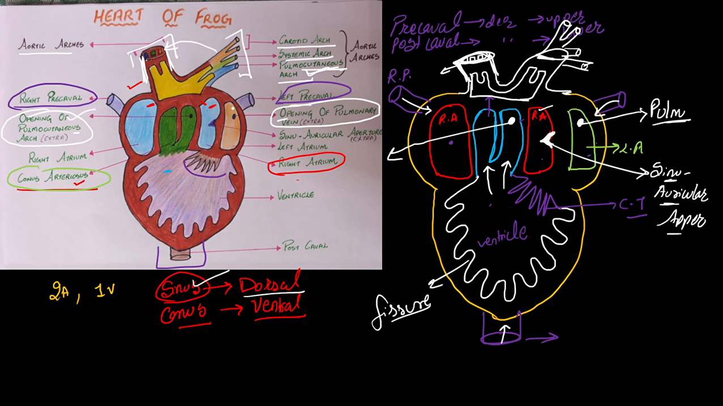Now all these openings are optional, class. If you don't want to mention, completely it's your wish. If you don't want to mention, don't mention. Now what is so compulsory for you to mention? Right precaval, left precaval, then right atrium, left atrium, then ventricle, then postcaval, then these arch names, carotid arch, systemic arch, pulmocutaneous arch, all these aortic arches. These all labelings are super important for you.